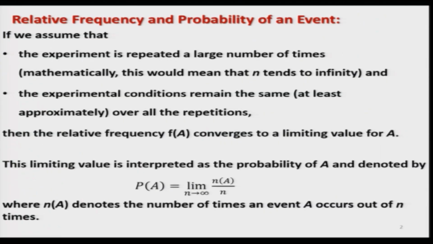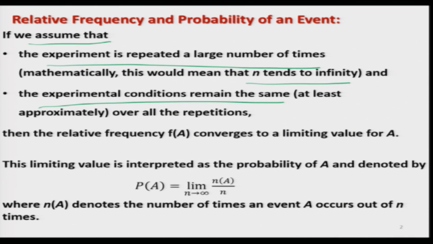Okay. So, now we know that in the definition of probability, where we are trying to observe the probability as the relative frequency, we assume that the experiment is repeated a large number of times, and mathematically this means that n is going to infinity, that is, the total number of repetitions is going to infinity, and the experimental conditions remain the same, at least approximately, over all the repetitions.